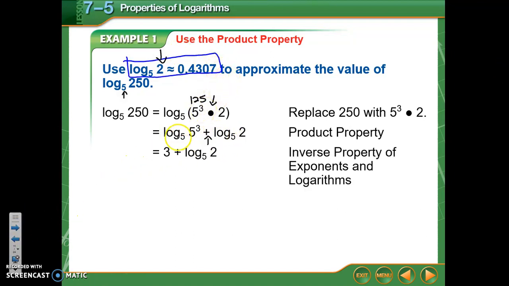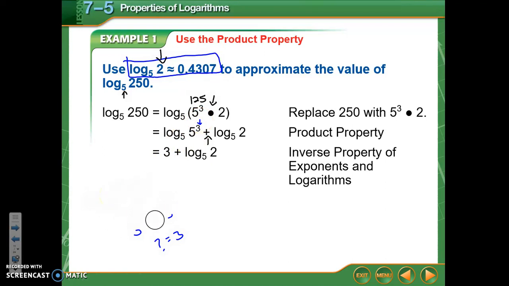Now I know that log base 5 of 5 cubed is 3. How do I know that? Because if I think about what that means, log base 5 of 5 cubed equals what? If I go back and think about what we did in the first couple sections where we evaluated, I'm saying 5 to the what equals 5 cubed. Well, that what has to equal 3. So basically when the base of my logarithm and the base of my exponent are the same, they undo each other, and I'm just left with this exponent here. So that's equal to 3.